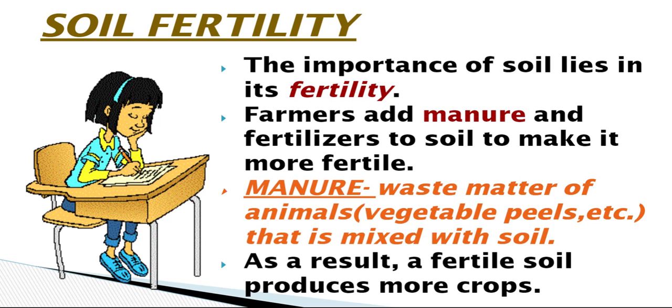Now, the second point: farmers add manure and fertilizer to soil to make it more fertile. I asked you what manure is. You all came up with the answer that, ma'am, in Hindi it is known as khad. Manure is the waste matter of animals, or you can also say vegetable peels, etc., that is mixed with soil. And why is it mixed with soil? To make it more fertile. As you all know, a fertile soil always produces more crops. Okay, let's move further.